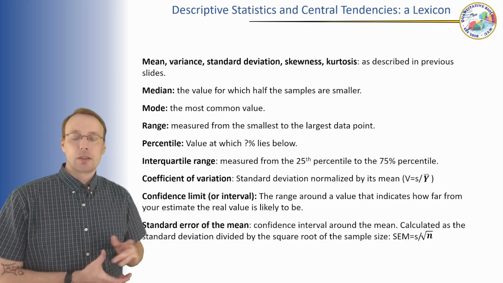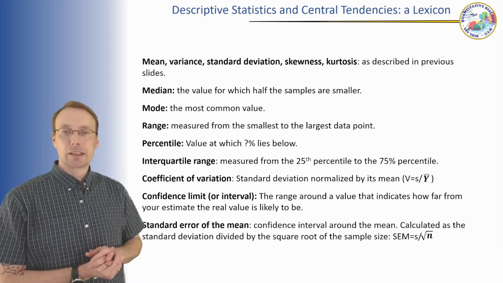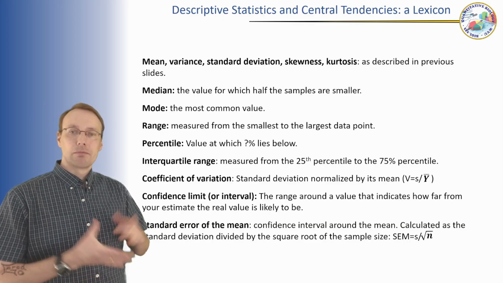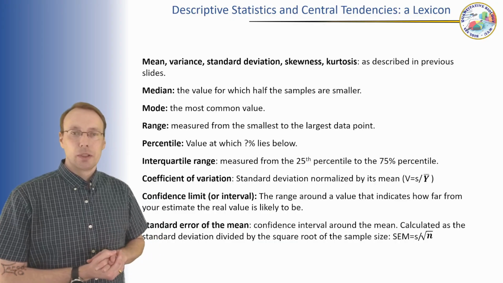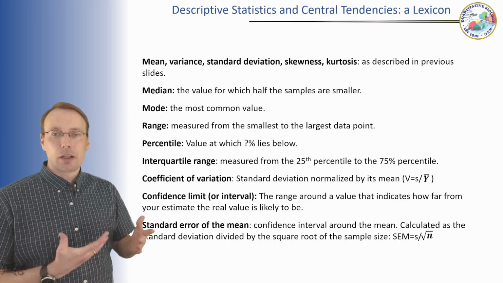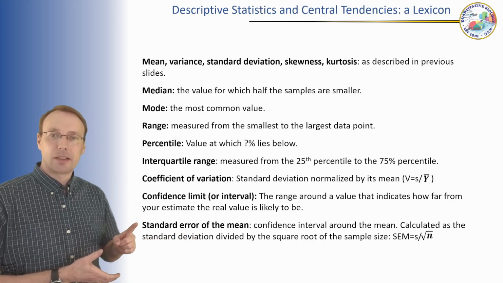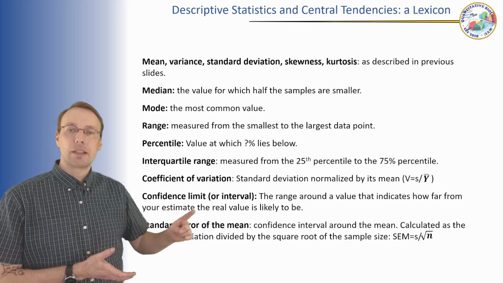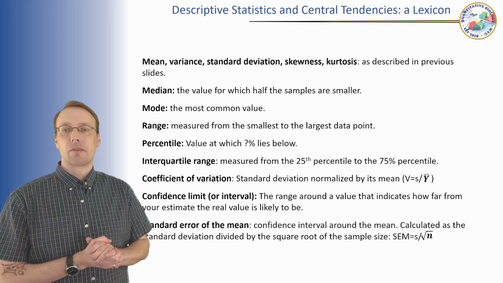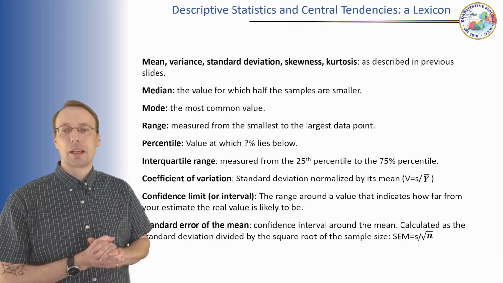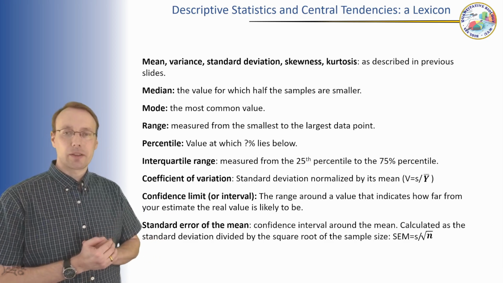Confidence limit, we're obviously going to talk about things that are related when we do probabilities and things like that. But the general concept here is that it's the range around a value that indicates how far your estimate is from the real value. And it relates here to the standard error, except that with this confidence limit, you can set how far your confidence is, and you can say, I want a confidence limit of 95% around my value, and so you can calculate things like that.